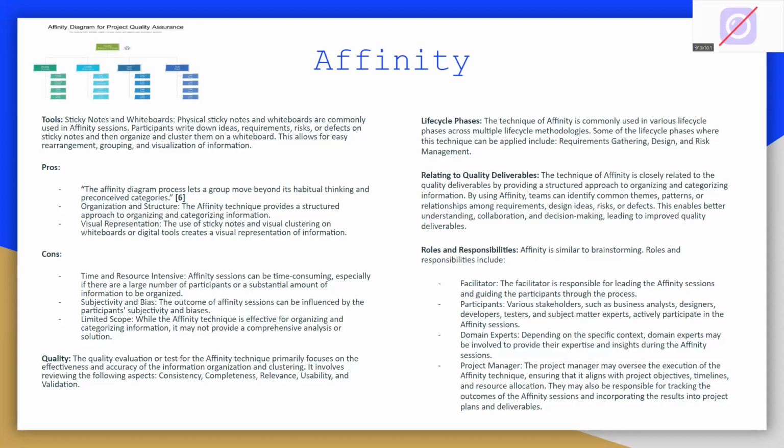Relating to quality deliverables, the technique of affinity is closely related to the quality deliverables by providing a structured approach to organizing and categorizing information. By using affinity, teams can identify common themes, patterns, or relationships among requirements, design ideas, risks, or defects. This enables a better understanding, collaboration, and decision-making, leading to improved quality deliverables.